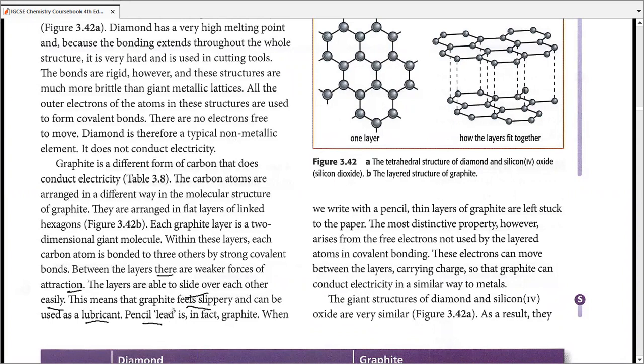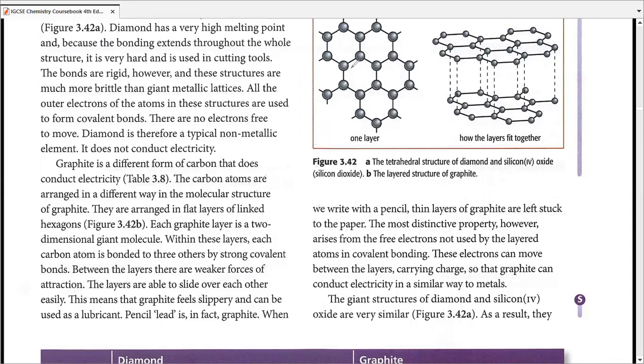Lead pencils that we commonly use are actually graphite. When we write with a pencil, thin layers of graphite are left stuck to the paper. And actually, when we write with a pencil, there is a trail left over of graphite. That trail is commonly known as handwriting, right? When you write with a pencil, some of the graphite is left stuck to the paper. That is known as handwriting, which for some people is really very good and easily readable. And for some people like me, handwriting is pathetic. Okay, I don't know which category you fall under, but I definitely fall under the second category.